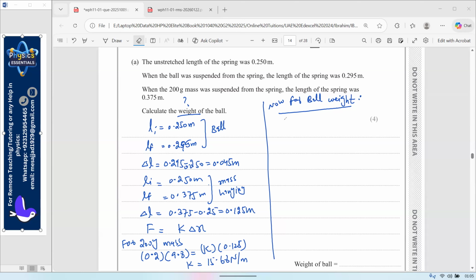Now for the ball. For the ball weight, we will just write F equals K delta X. So from here, mg or W, because the force here is now acting as weight, is 15.68 times the extension, 0.045. The answer is 0.706 newtons. Now you can see that the data is in three significant figures, so our answer is also in three significant figures.